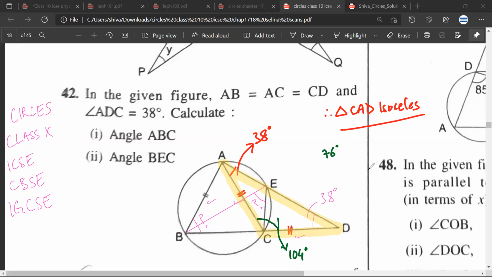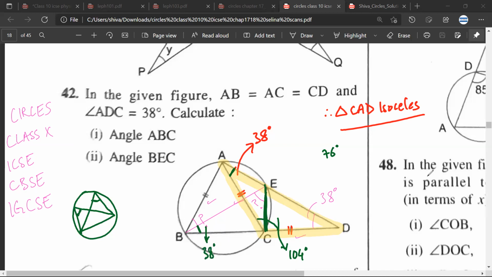Angle CAE is 38 degrees. So therefore, angle CBE will also be 38 degrees. What you are saying is, if we consider this to be the chord, this angle and this angle would be the same. In a circle, this is a chord, and the angles it makes on the same side would be the same. Am I correct? Yes. So once we have found this to be 38 degrees, we can find this angle to be 38 degrees. Okay.